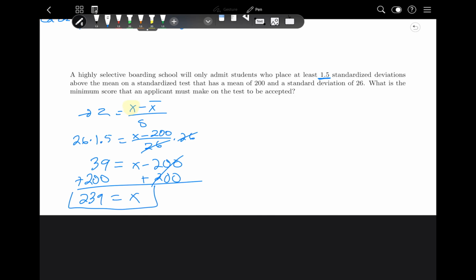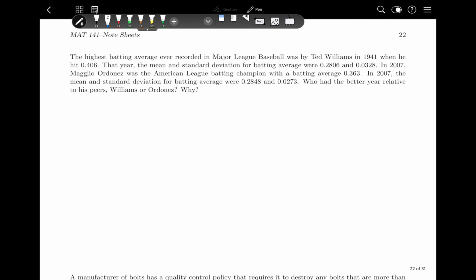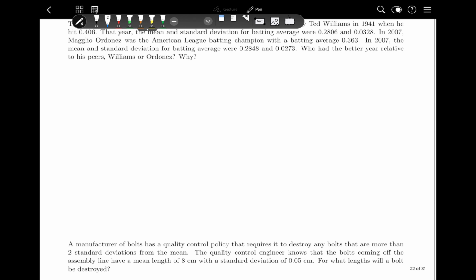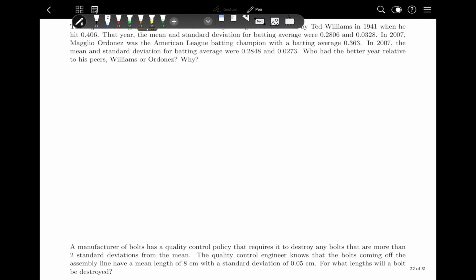Okay, so that's the idea of how Z-scores work. So what I'd like y'all to do is flip over to the next page and try these two problems. Pause the video and try these two problems.